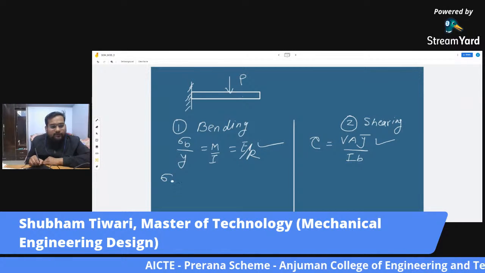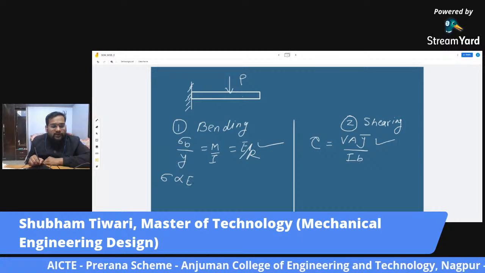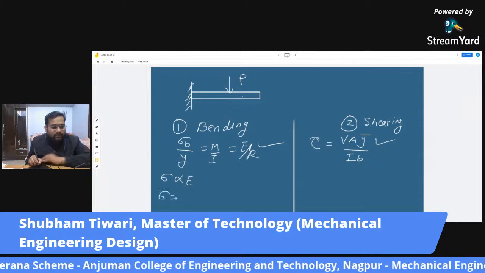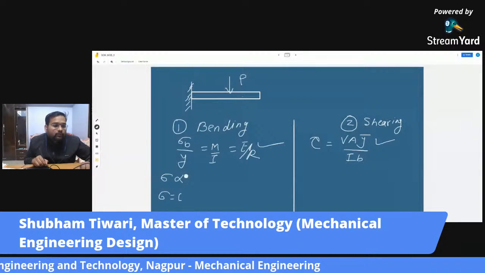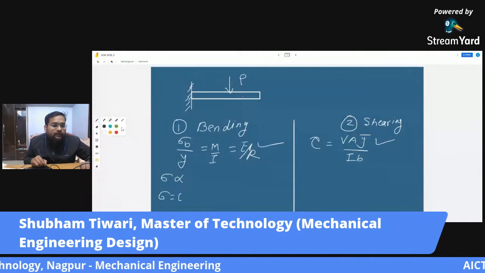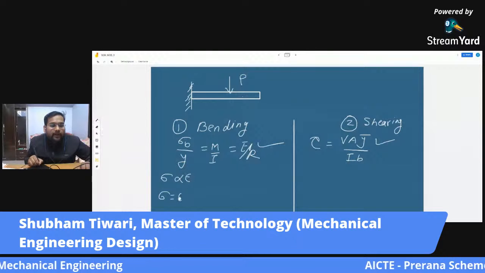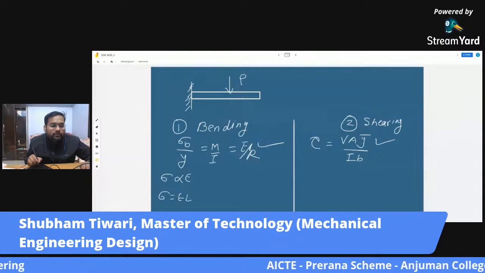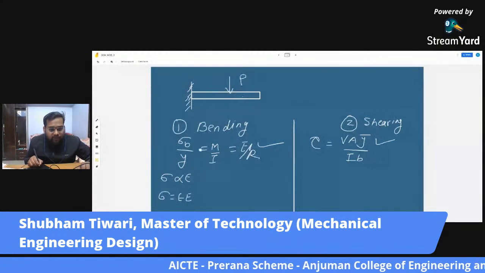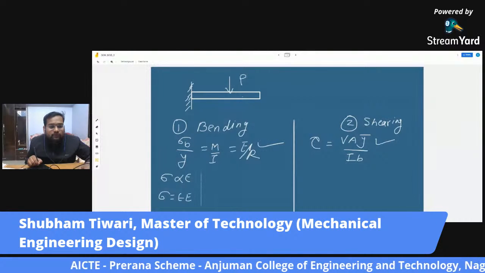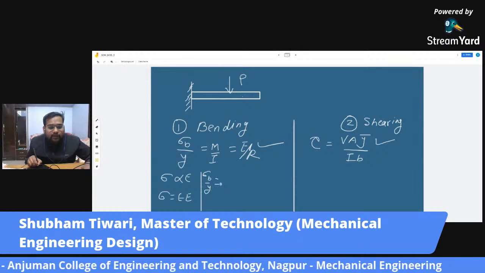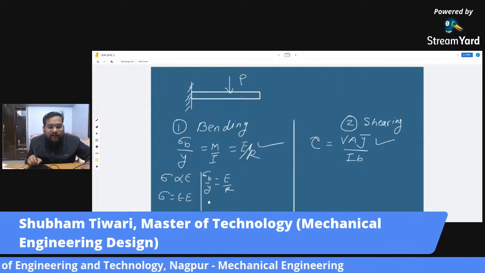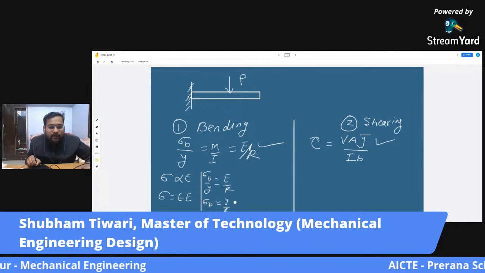Now you know that sigma is directly proportional to epsilon, the stress is directly proportional to strain as per Hooke's law, and it is epsilon into E. Fine. Now from this equation you can see sigma b by y equals E by R. This is what I can write. So sigma b equals y by R into E.